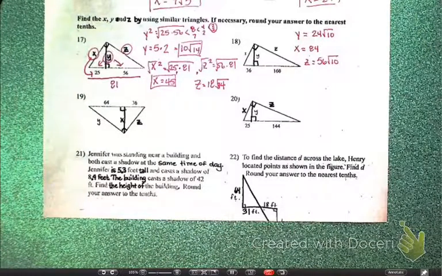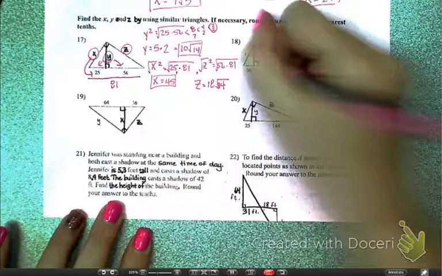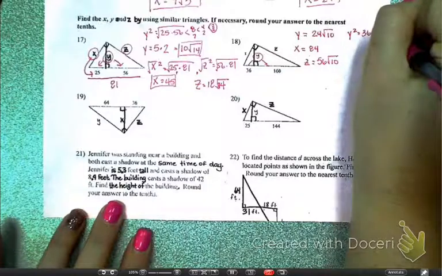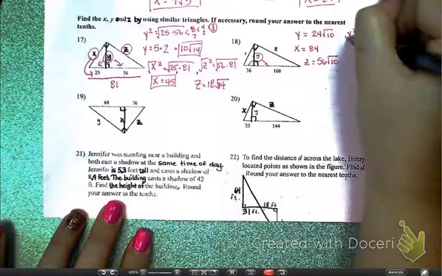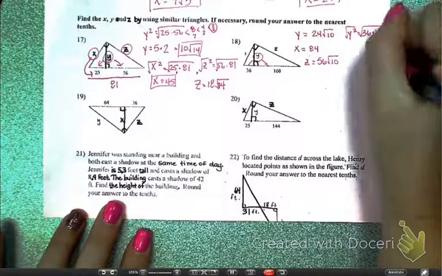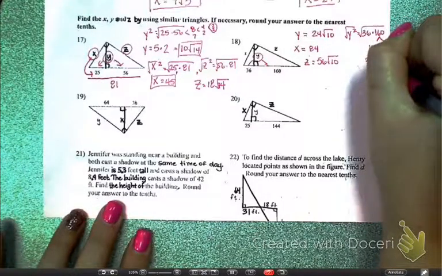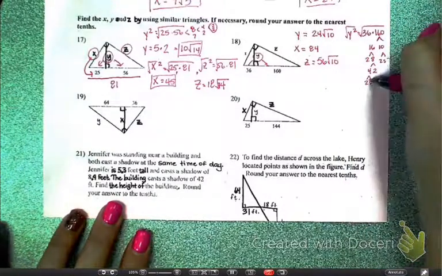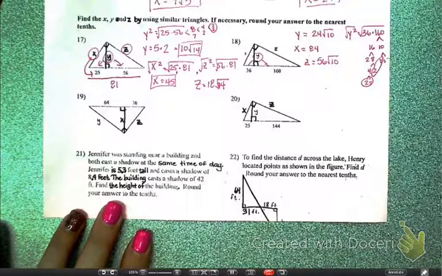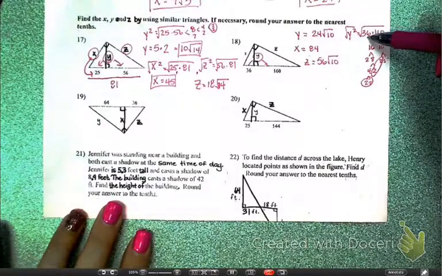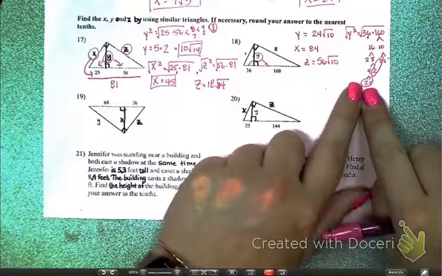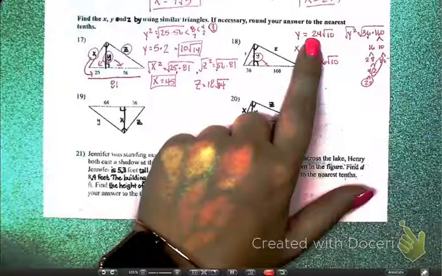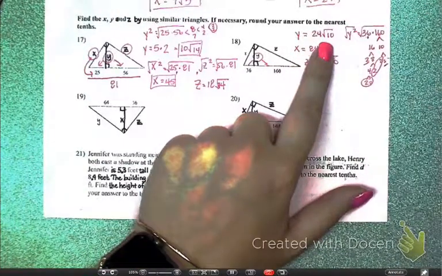Can I do y and z? Sure. So y squared equals 36 times 160. Take the square root of both sides. So 160 is 16 and 10, 2 and 8, 4 and 2, 2 and 2, 2 and 5. What do I have pairs? I have these 2's and those 2's. Square root of 36 is 6. 6 times 2 is 12. 12 times 2 is 24. And then I have this 2 and this 5 left over to give me the square root of 10.